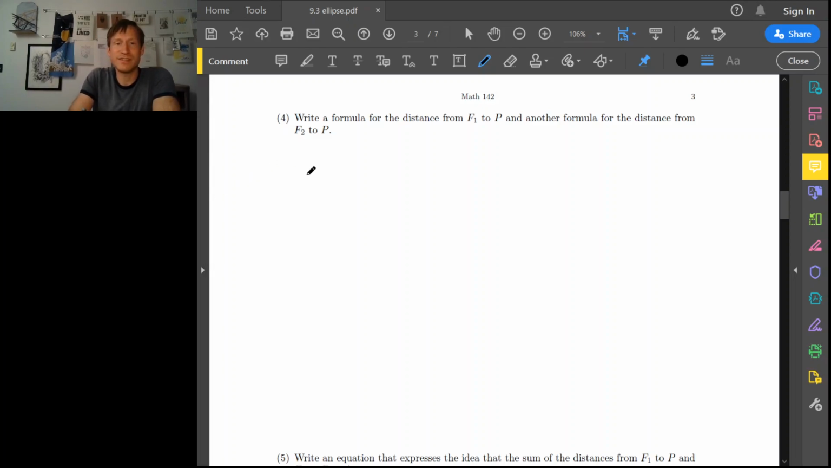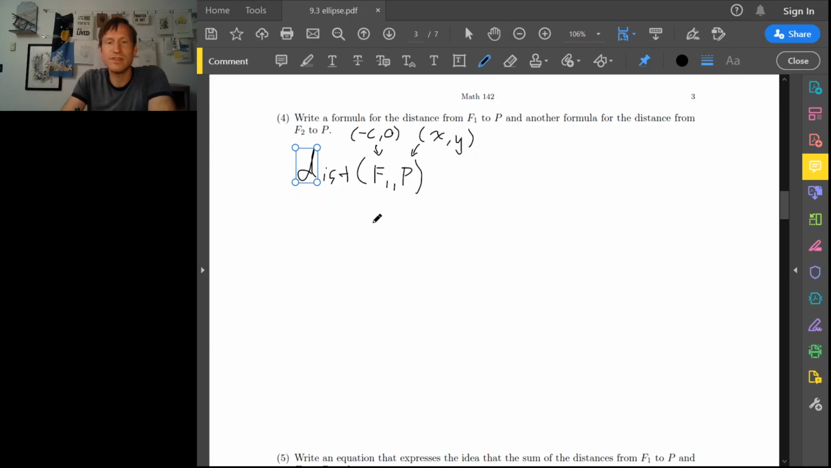All right, so for each of these distances, for the distance from F1 to P, remember P is some point on the ellipse, so its coordinates are going to be variables because P can move around the ellipse. But F1, that was the focus to the left of the center of the ellipse, and its coordinates were -c, 0. And so for the distance from F1 to P, we can just use the distance formula. That's the difference in x coordinates, so x minus -c, that's x plus c, squared, plus y minus 0 squared, so that's just y squared.